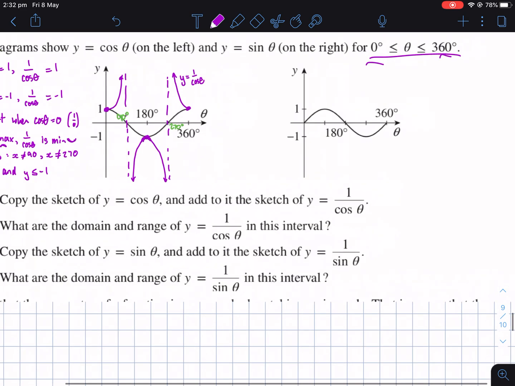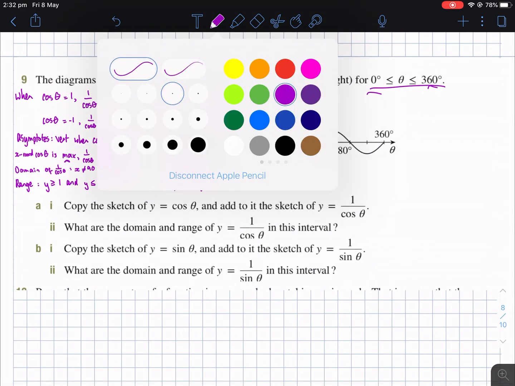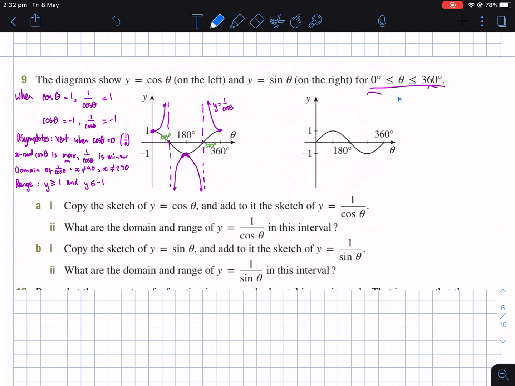Okay, now let's do the same kind of logic for sine theta. So when sine theta equals 1, then 1 on sine theta will also be 1, because 1 on 1 is 1. So we will be going through this point as well as this point. Sine theta equals -1. So we're going to go through that point and that point. Asymptotes.